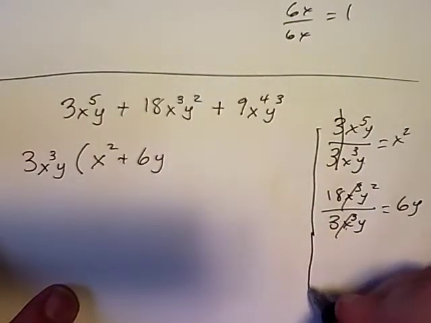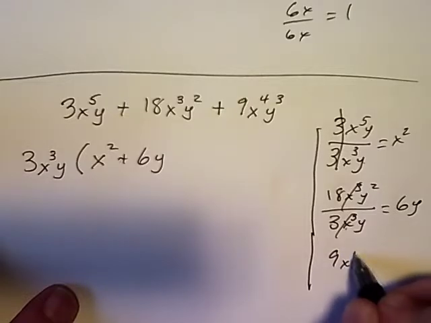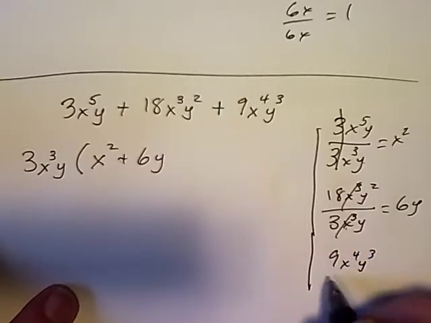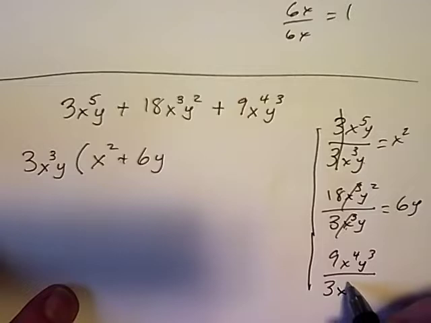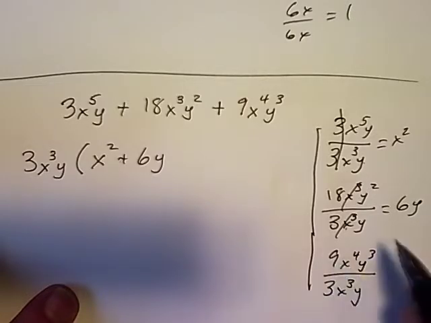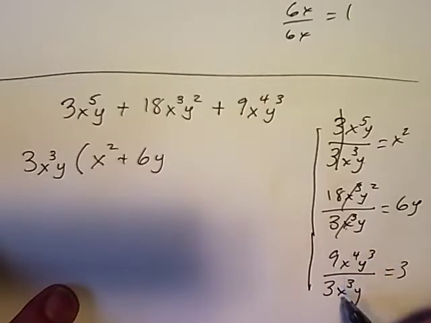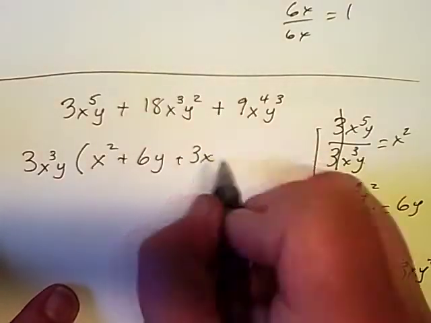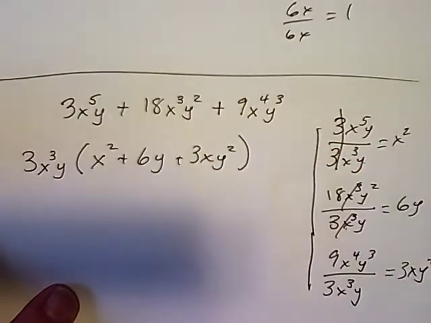And then finally my last term, we have 9x to the 4th y to the 3rd divided by 3x to the 3rd y. 9 divided by 3 is 3. X to the 4th divided by x to the 3rd is x. Y to the 3rd divided by y is y squared. So then I'd be left with a plus 3xy squared. And that's as far as I could take it.